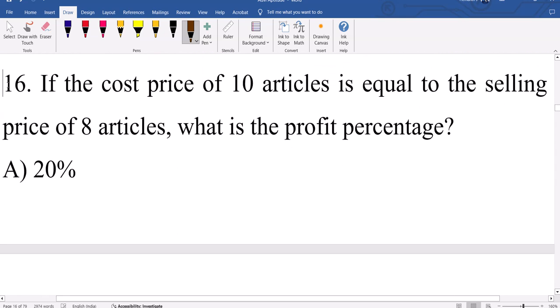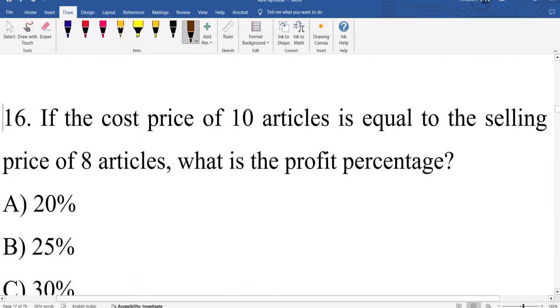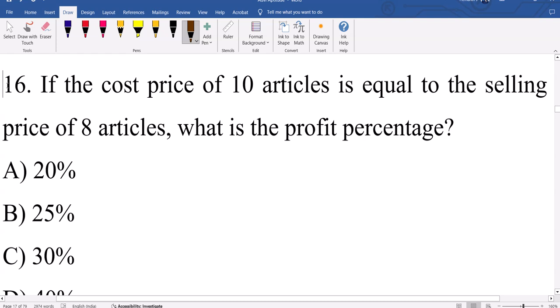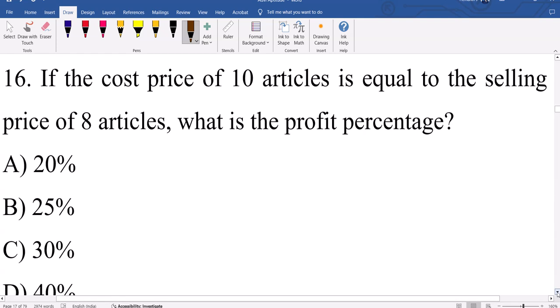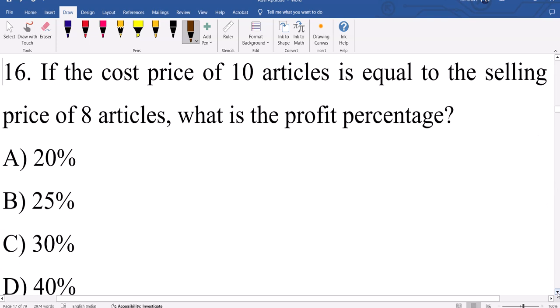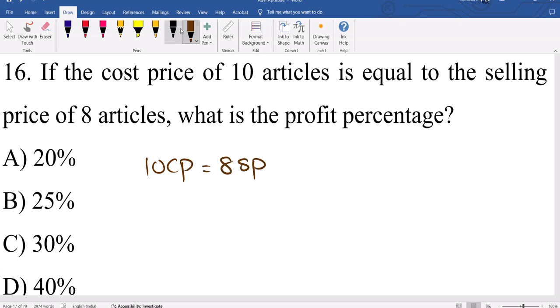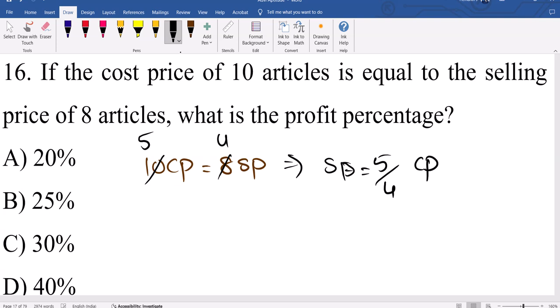Profit and loss question. Cost price of 10 articles is equal to selling price of 8 articles. What is the profit percentage? 10 articles cost price is equal to 8 articles selling price. Selling price is 5 by 4 times of cost price. 5 by 4 is nothing but 125%, means 25% profit is the answer. 125%, so answer should be 25%. Profit is 25.